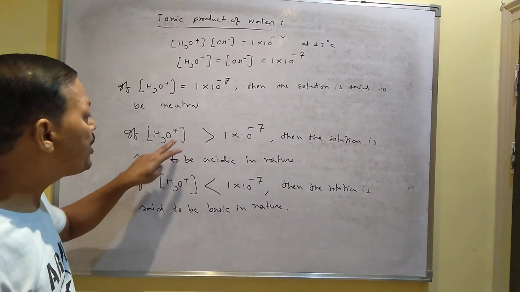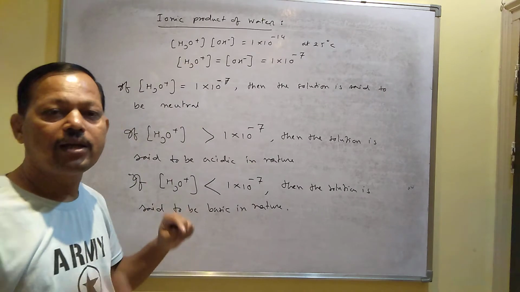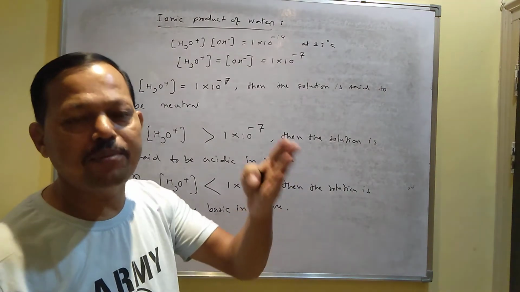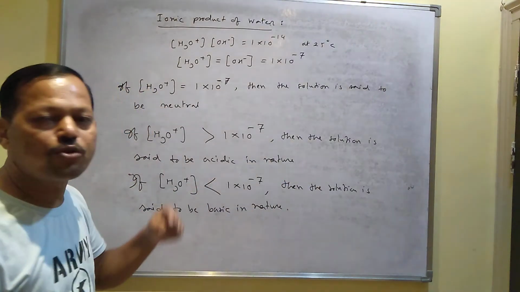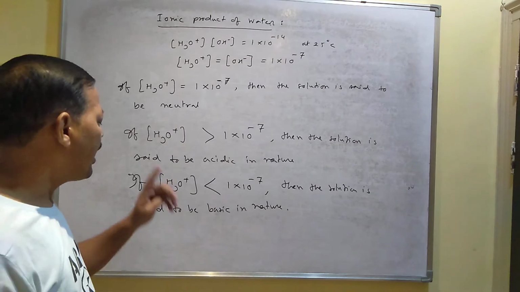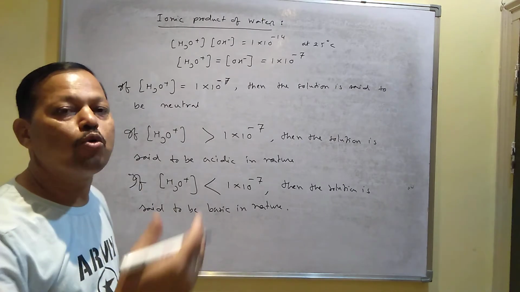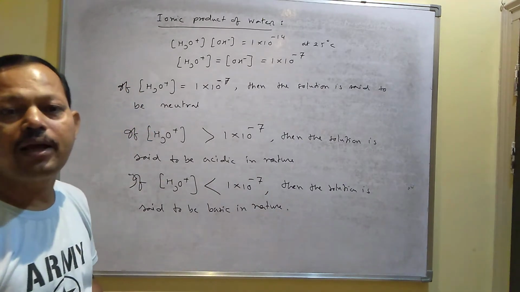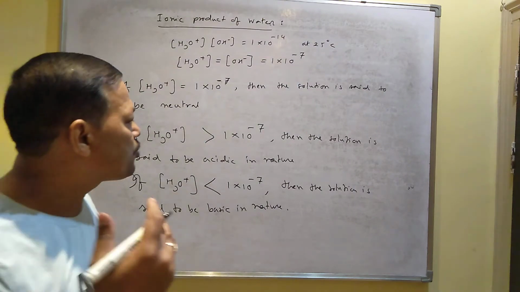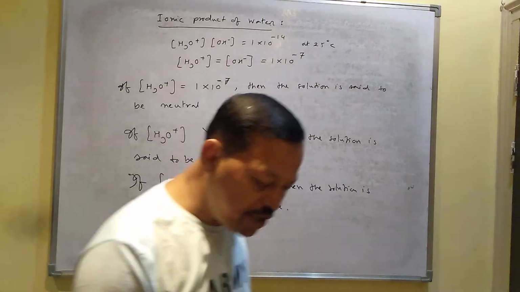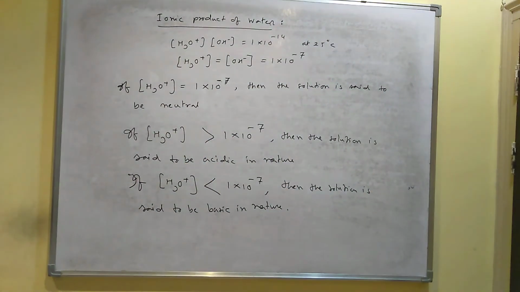And if the hydronium ion is greater than 1 into 10 to the power minus 7, then you will get a pH value less than 7, maybe 6, maybe 5, like that, and then the solution is said to be acidic in nature. If the hydronium ion is less than 1 into 10 to the power minus 7, then you will get a pH more than 7, and ultimately the solution will be basic in nature. So whether a solution will be acidic, basic or neutral, it mainly depends on the concentration of hydronium ion. Always remember, if the hydronium ion concentration is 1 into 10 to the power minus 7, then the solution is said to be neutral.